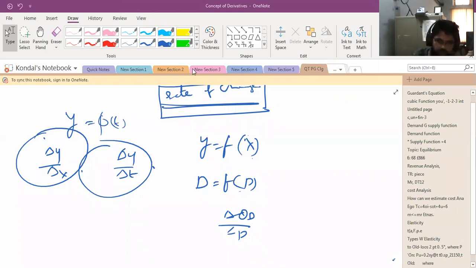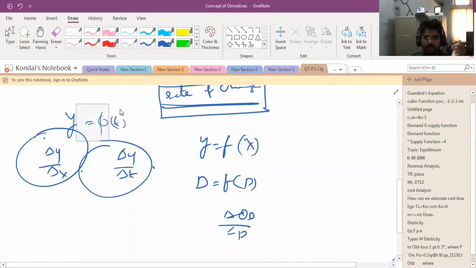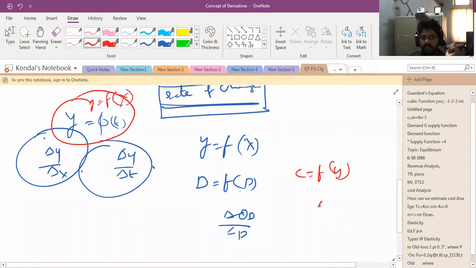So when you are writing a function in economics, the mathematics people will write y is a function of theta, or y is a function of x comma something. So we can write d is a function of p, or c is a function of y. How do we get the derivative? It is delta c by delta y. Why did I mention delta c and y here? Always put the dependent variable in the numerator and the independent variable in the denominator. Simple, you can remember.